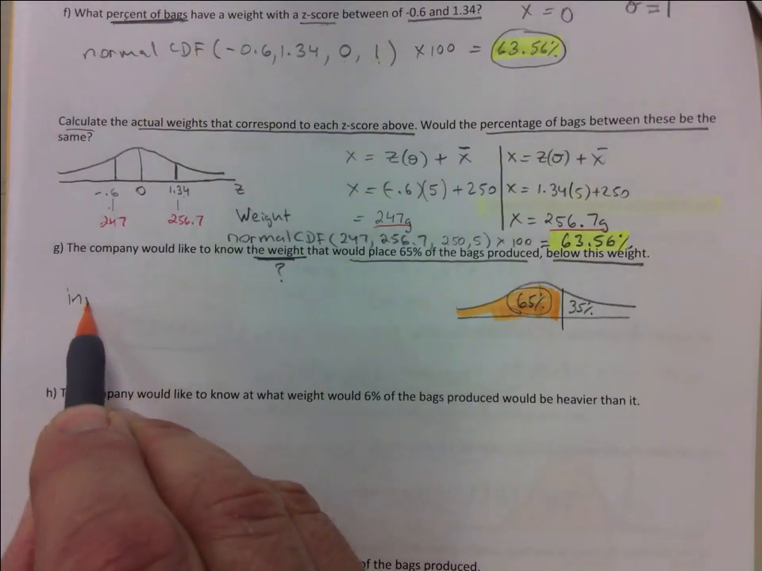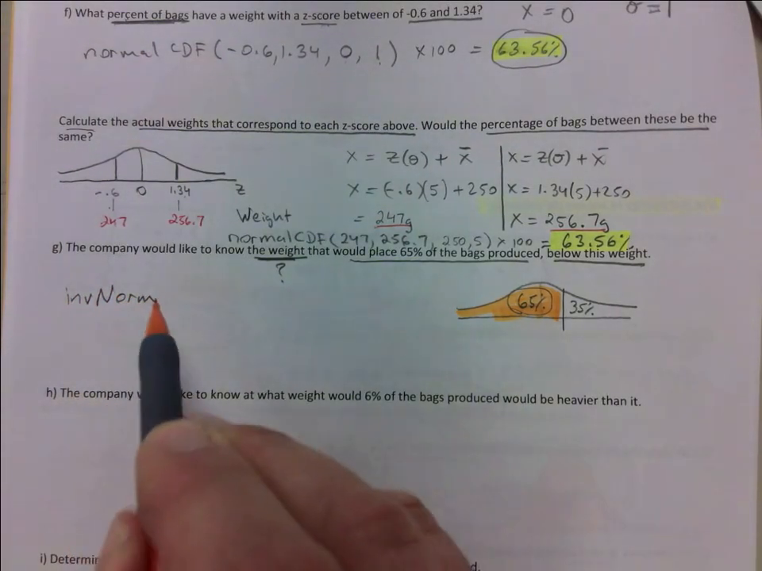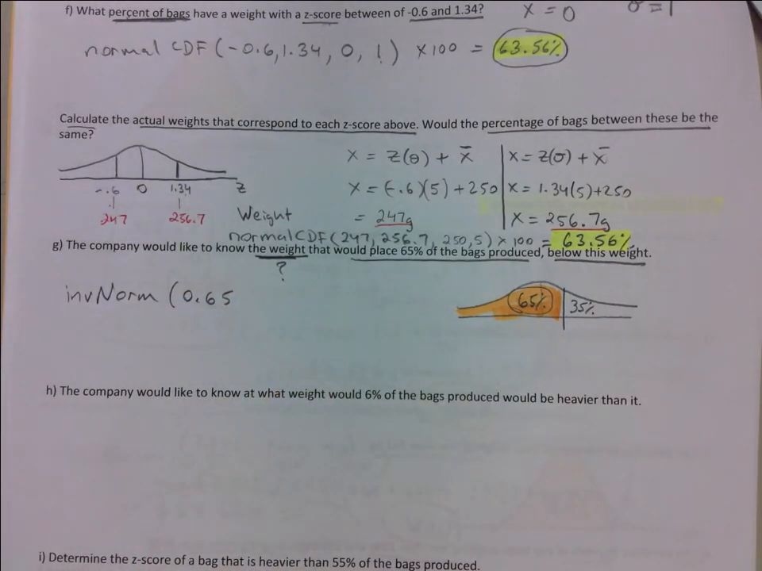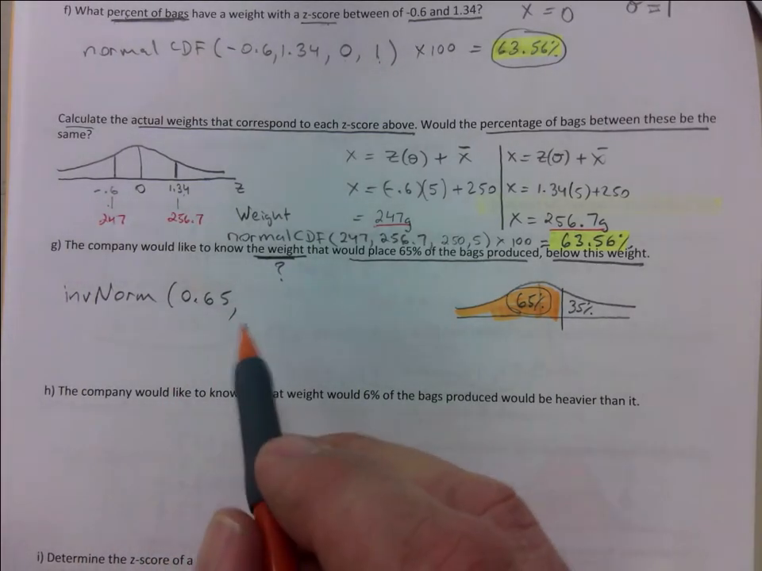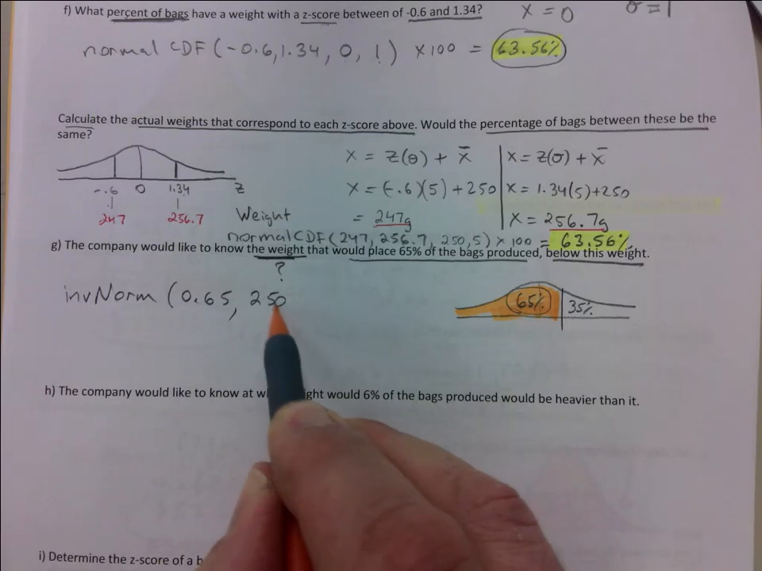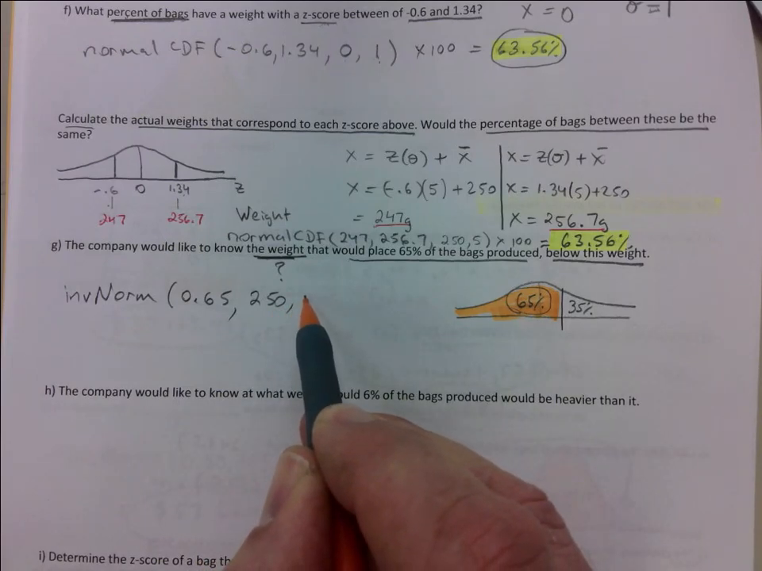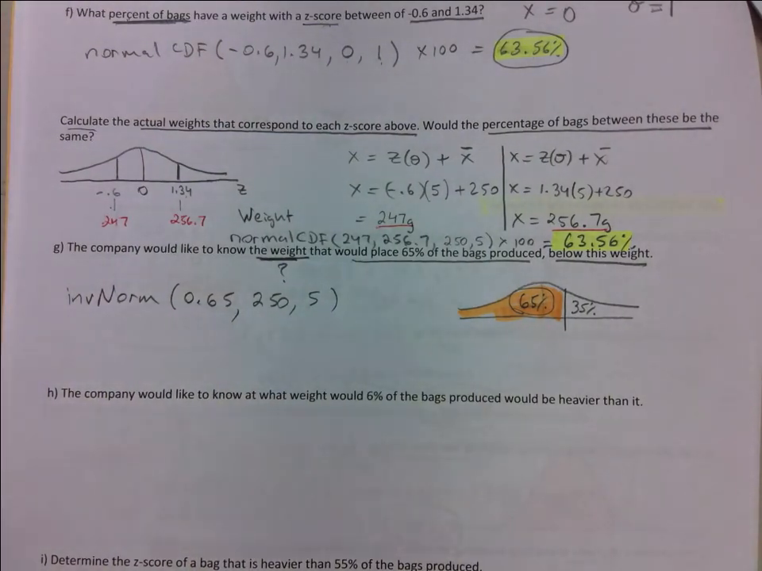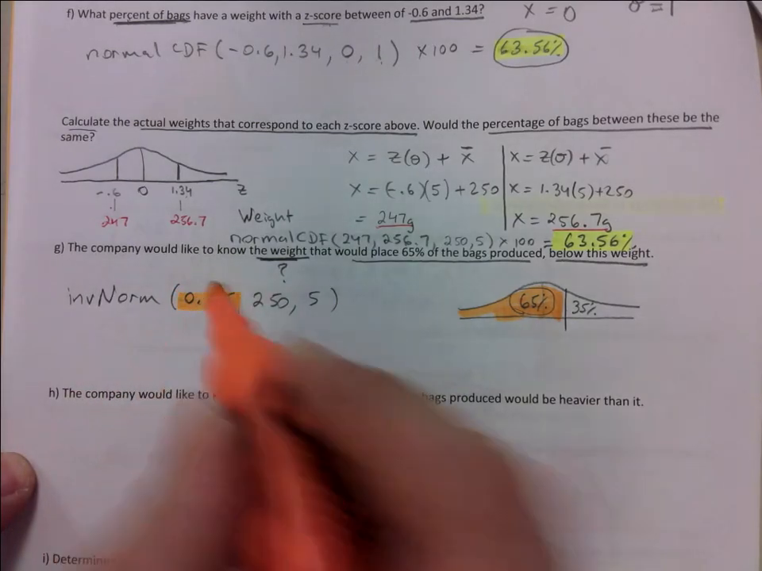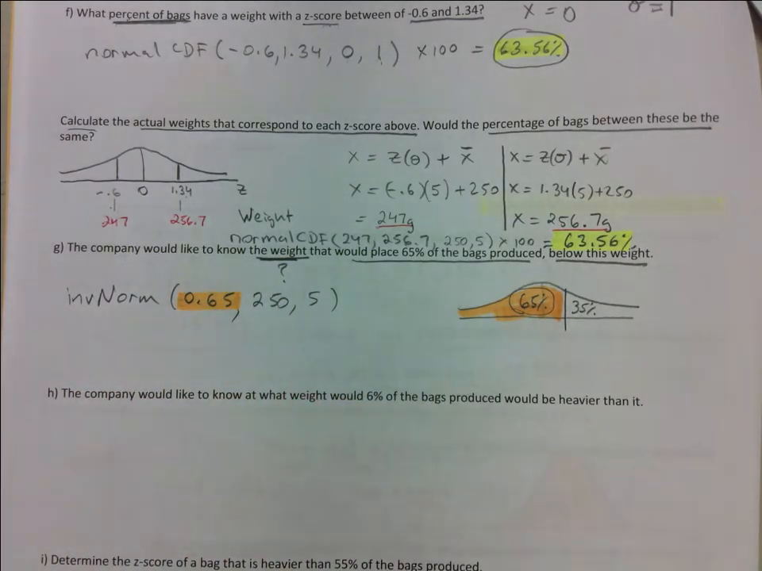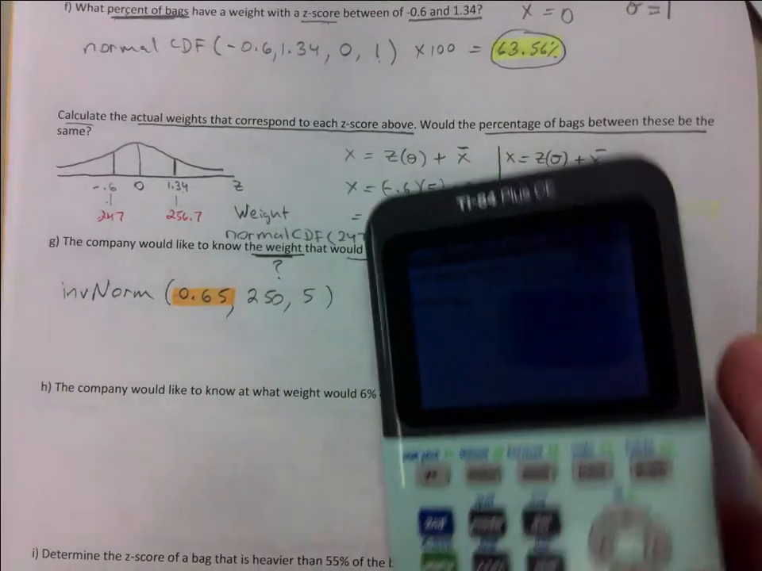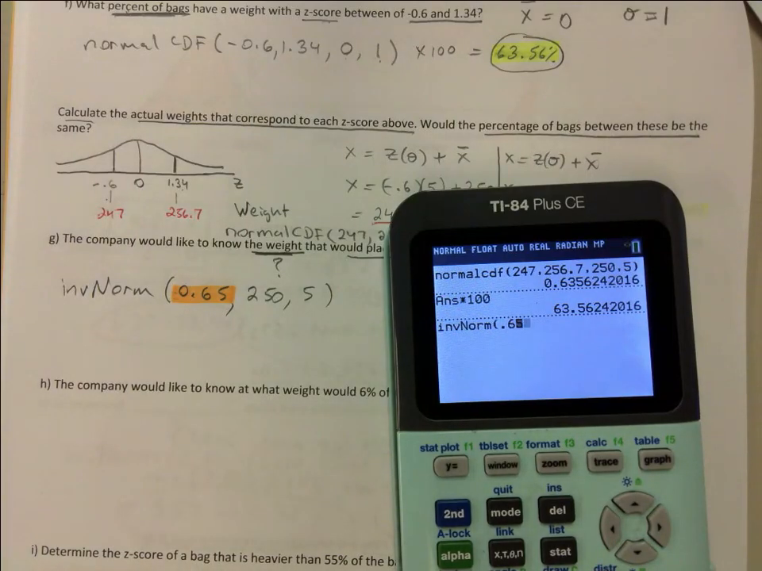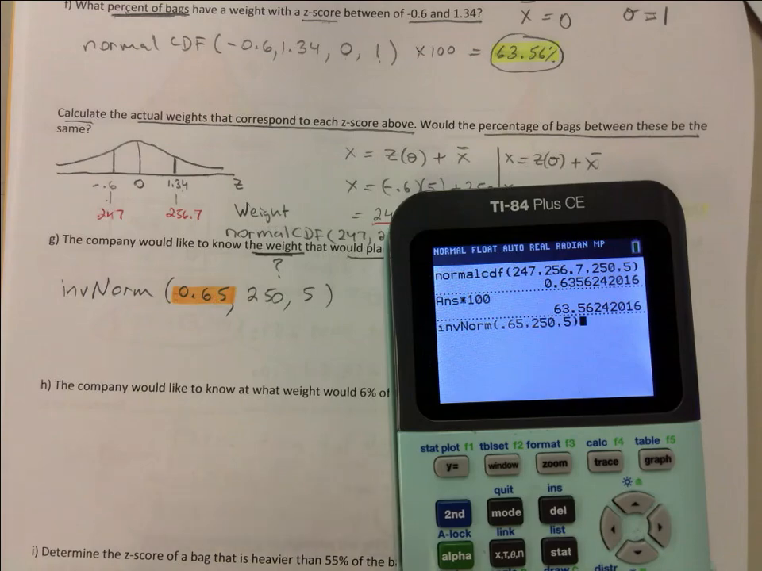So we go inverse norm. 0.65. You have to turn it into a decimal, by the way. If you do 65, it's not going to work for you. And then you go 250 and 5. Okay. I'm going to highlight this 0.65 here. And if you do that, second vars, inverse norm, 0.65, 250, 5.